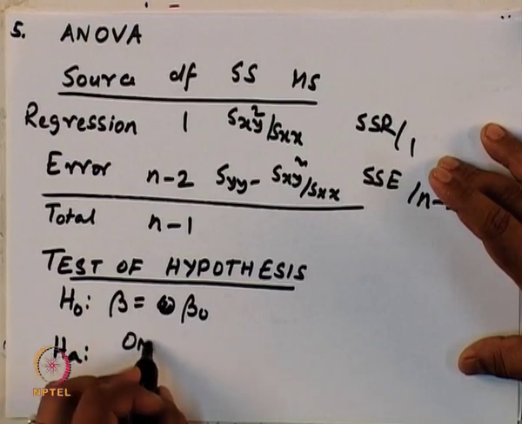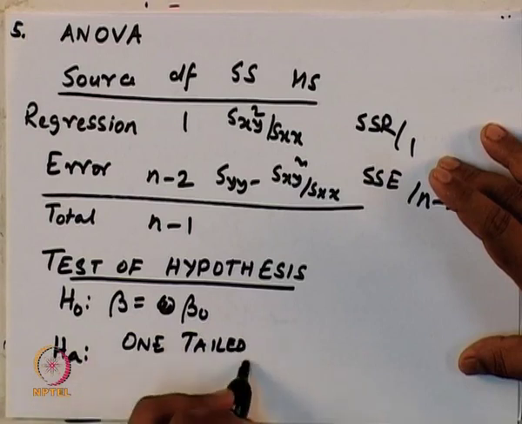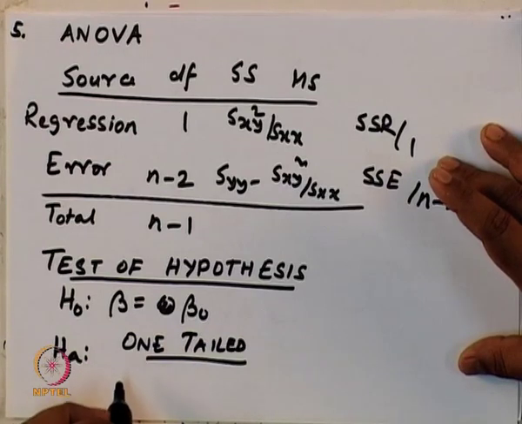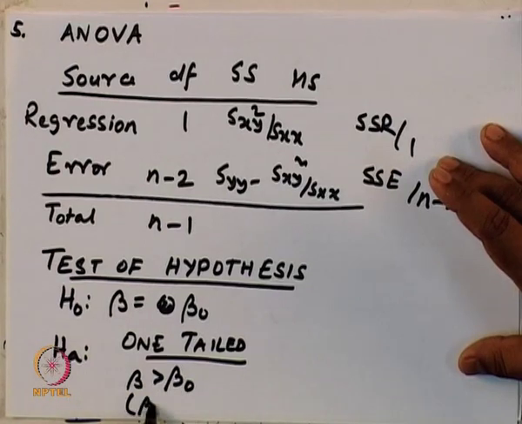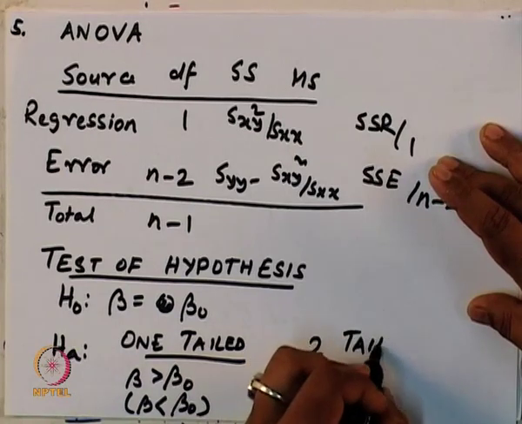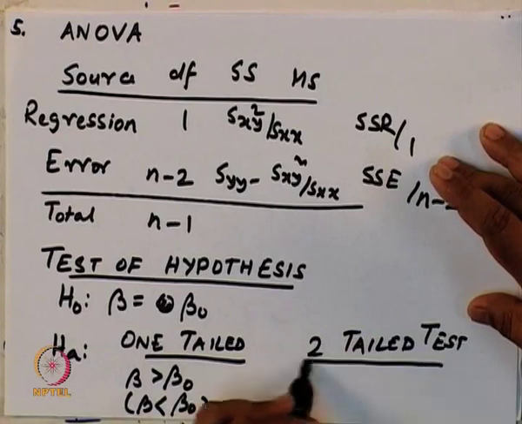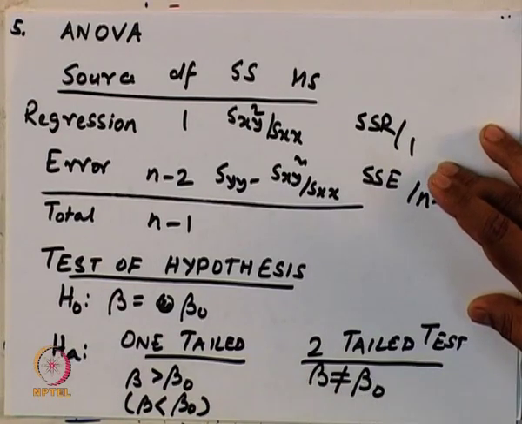So, for a one tail test, okay, you can write down as beta is either greater than beta naught or beta is less than beta naught, or for a two tail test, okay, you can find out beta as not equal to beta naught.